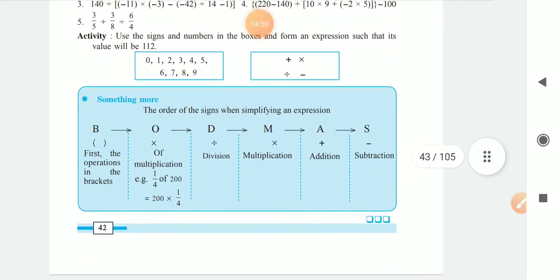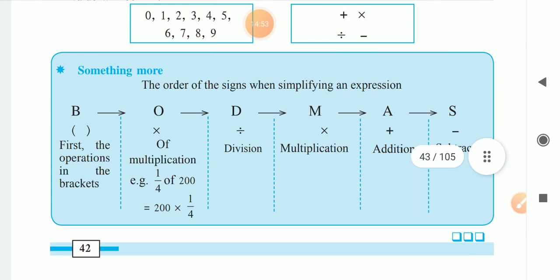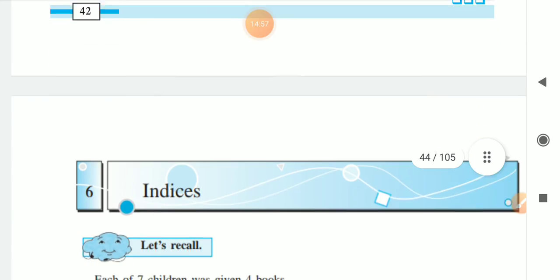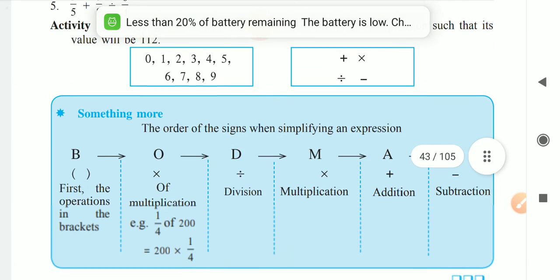So in this way, today we have completed this. I taught you the BODMAS rule also. So today we have finished operations on rational numbers, and the next lesson is indices, which we will start in the next lecture.